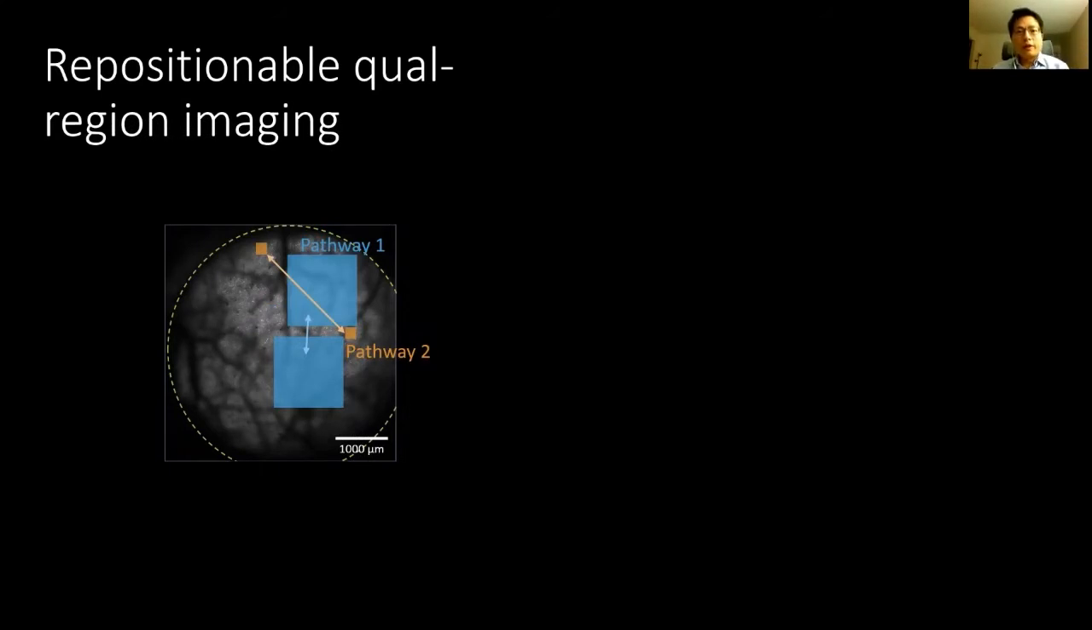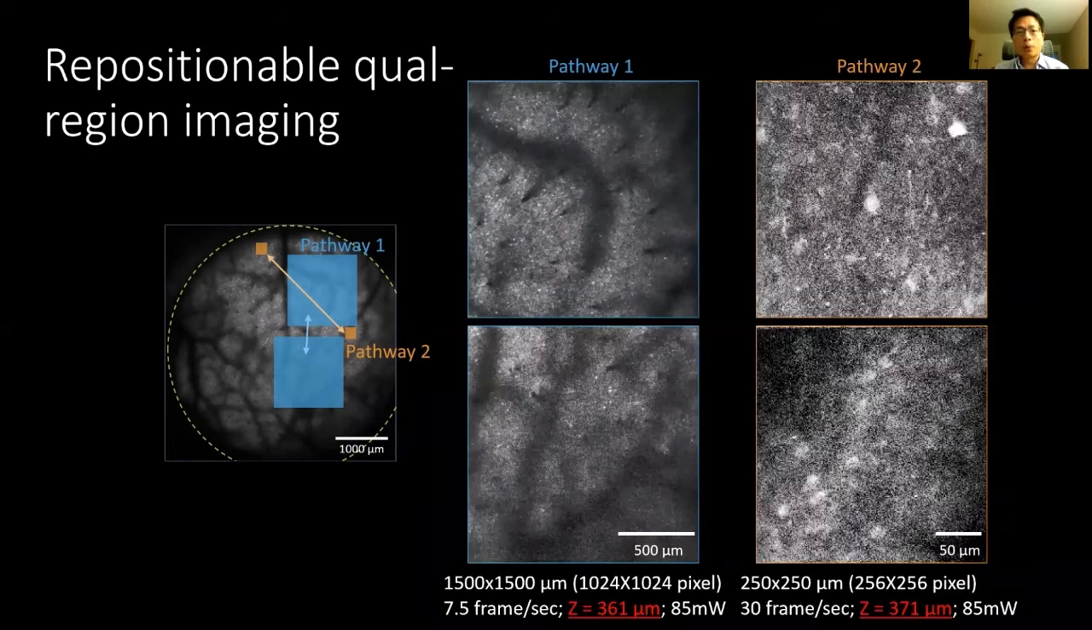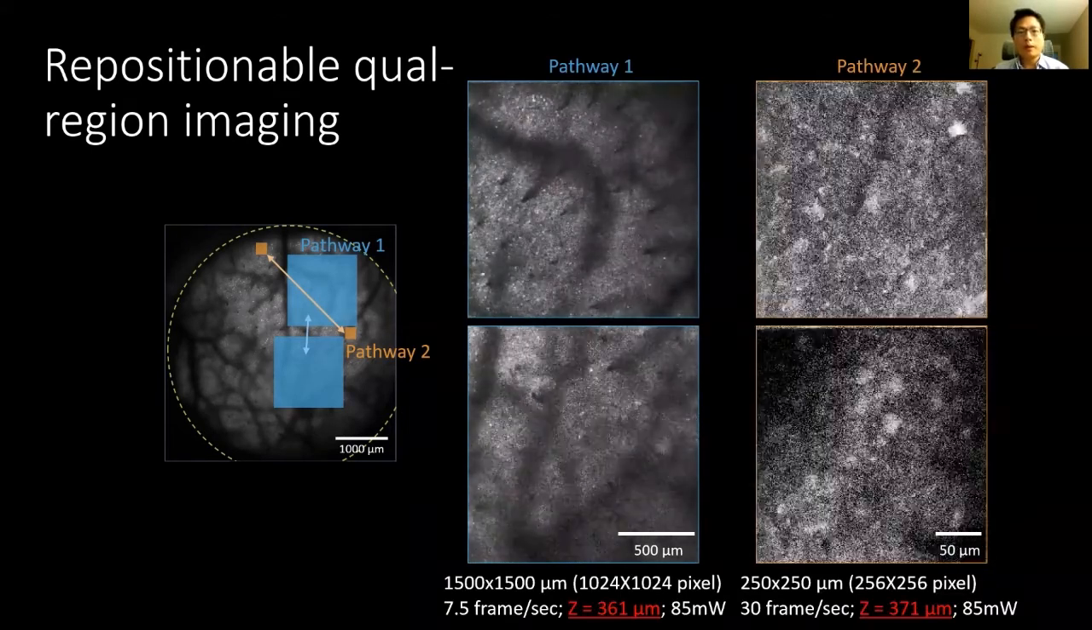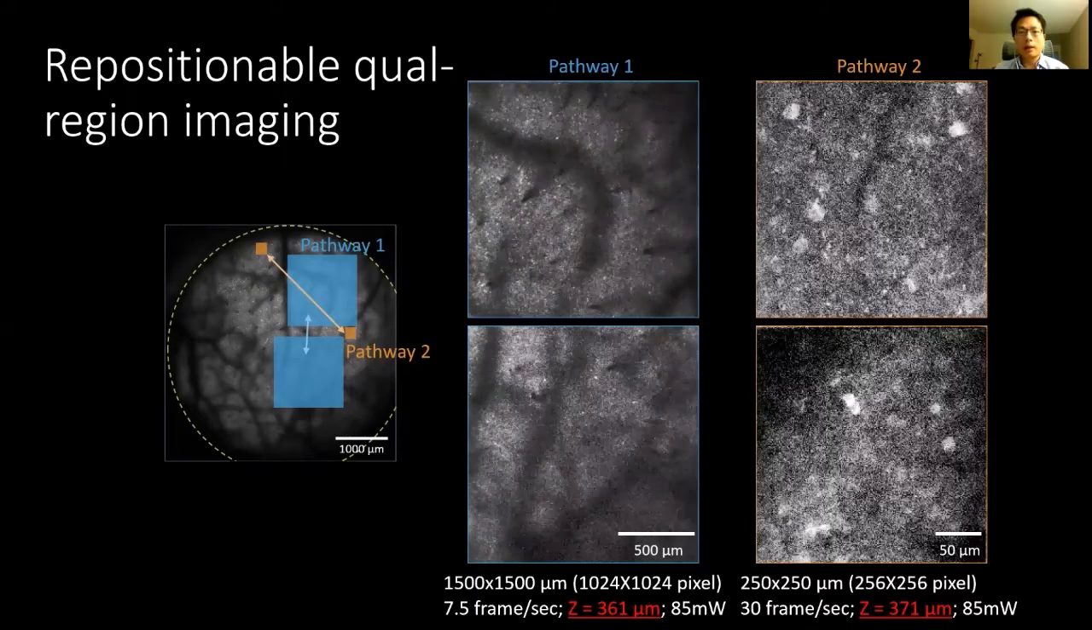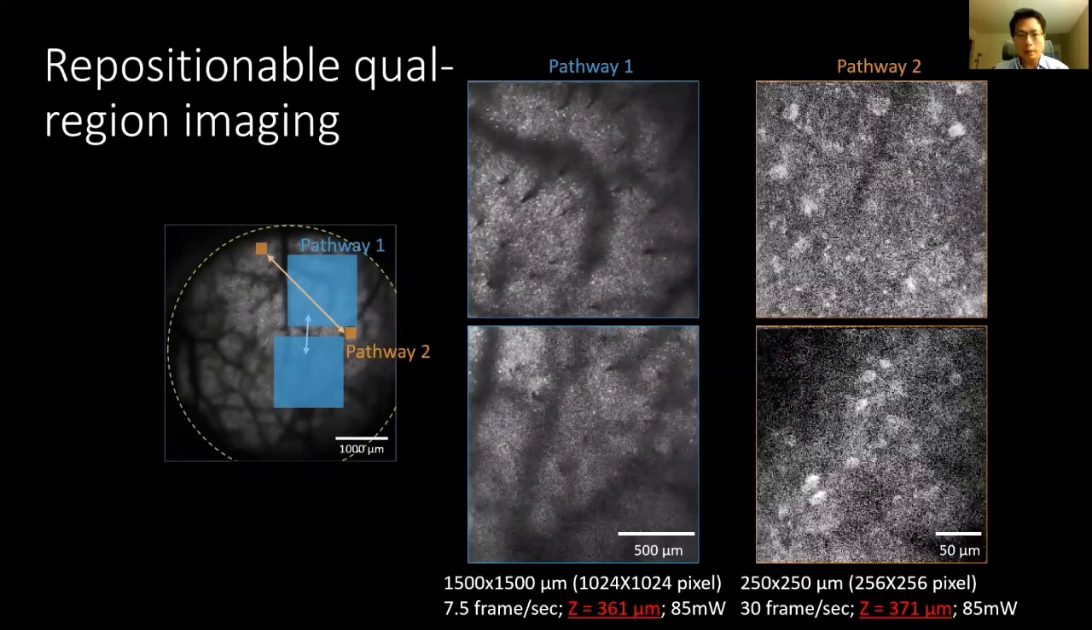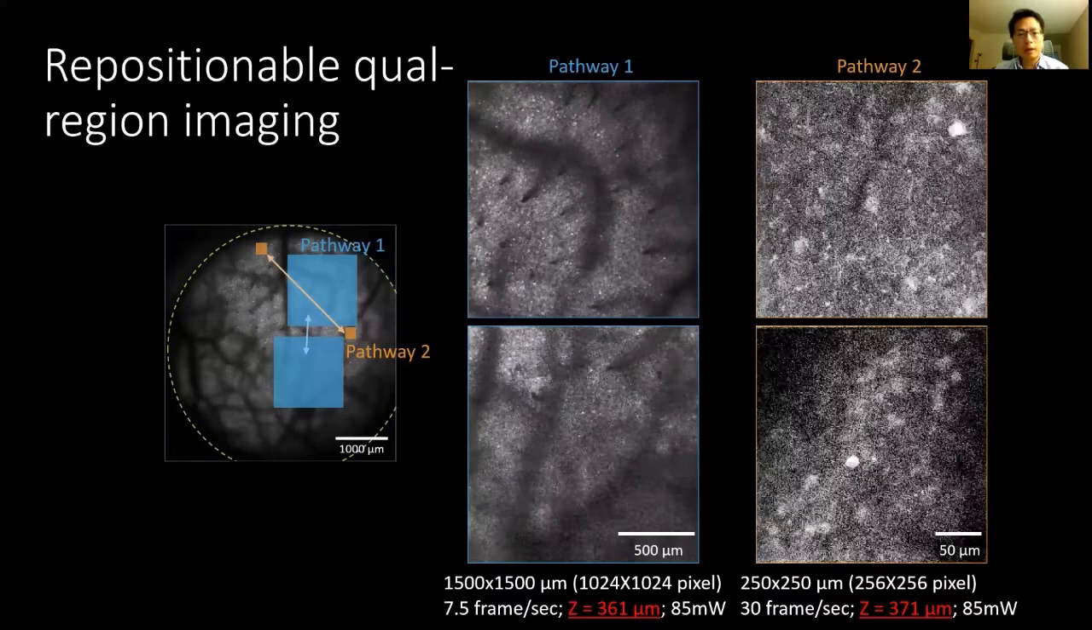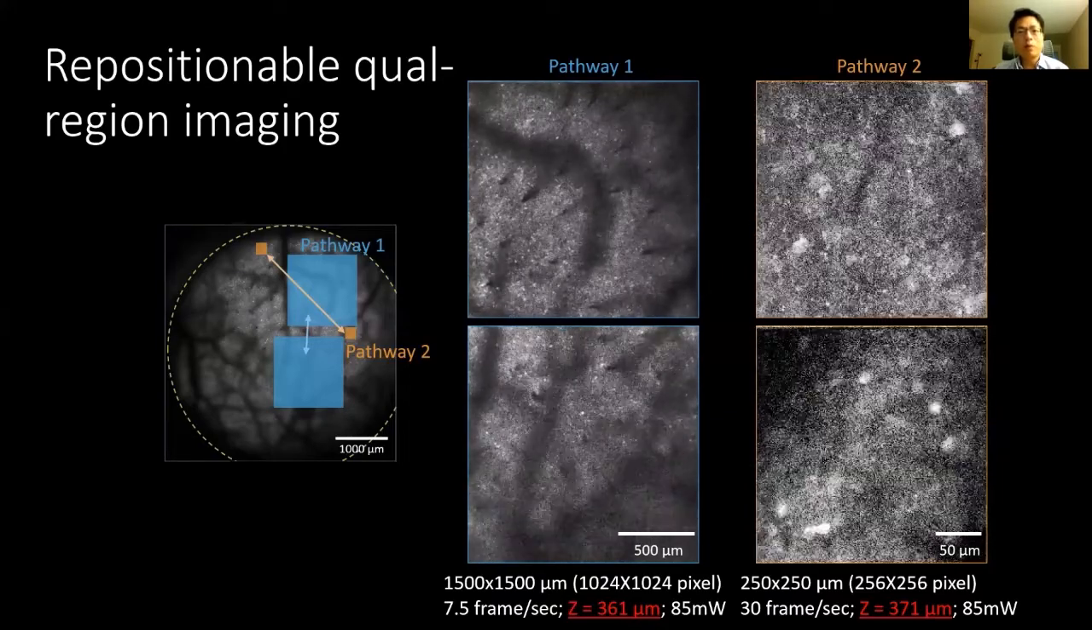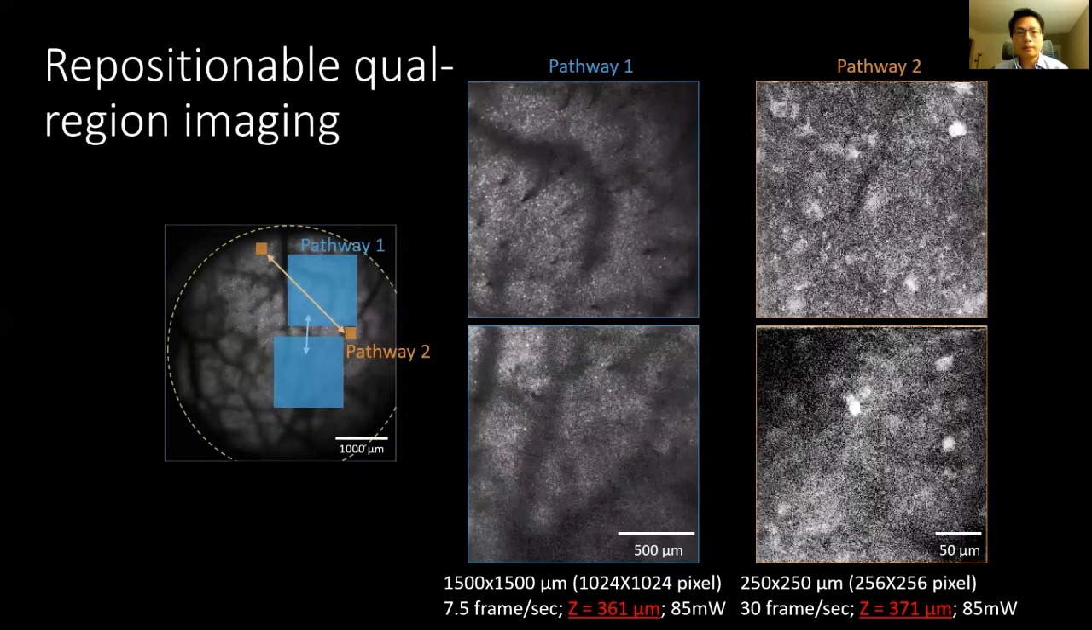We also can increase the number of imaging regions within one single imaging section by repositioning the pathway between two or more subregions. In this example, pathway 1 is configured to alternate between two subareas, and pathway 2 alternates between another two subareas. So we can image four subareas within an imaging section. In addition, I would like to highlight that we also can set two pathways to image different imaging depth using the deformable mirror, and I will talk about this later.